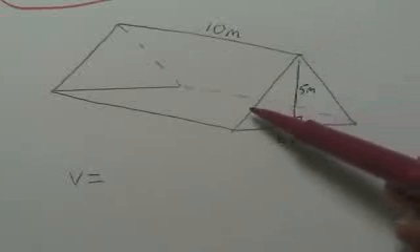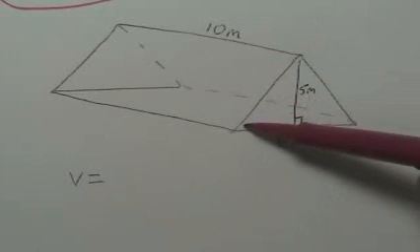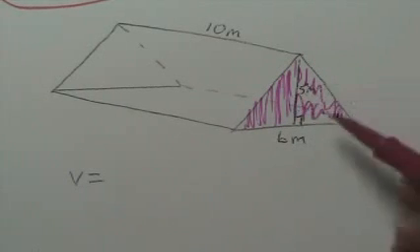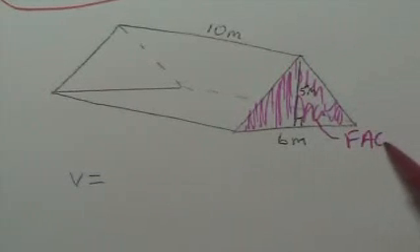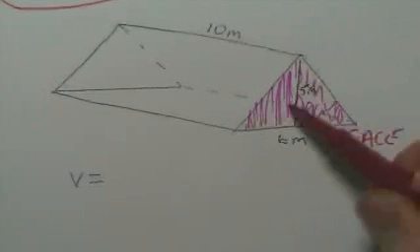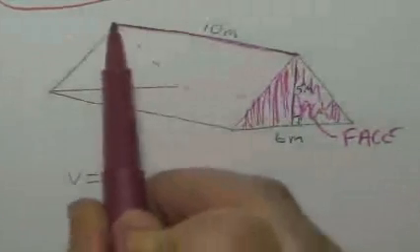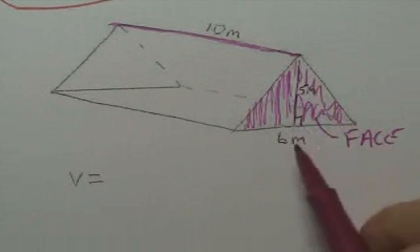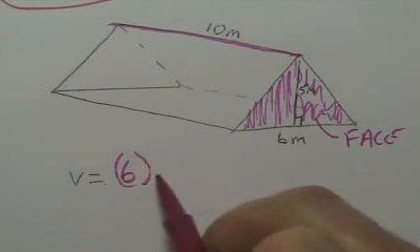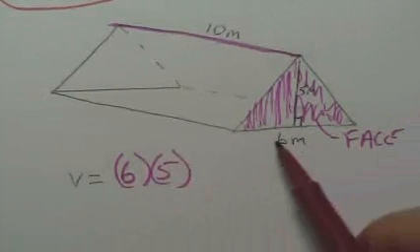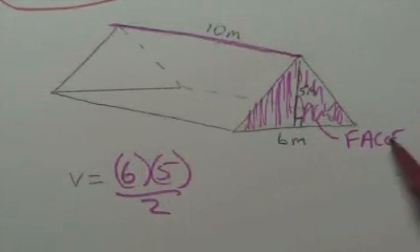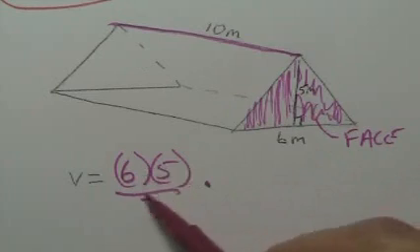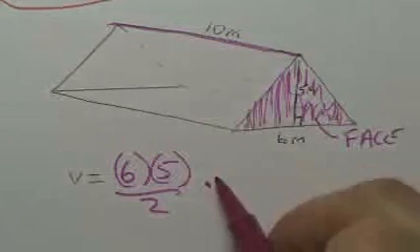Okay, for the next one, triangular prism. We'll call the triangle part our face, because it's a triangular prism. This is our face. So we want the face area times how long it is. The face is base times height divided by 2, that's 6 times 5 divided by 2. Area of a triangle is base times height divided by 2. Then that's the face of it, times how long it is. It's 10.